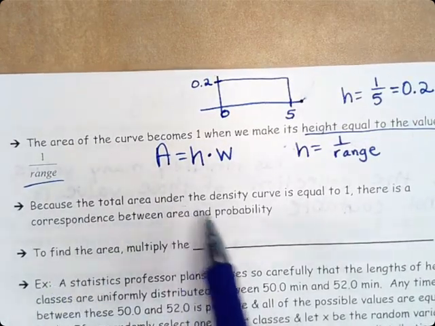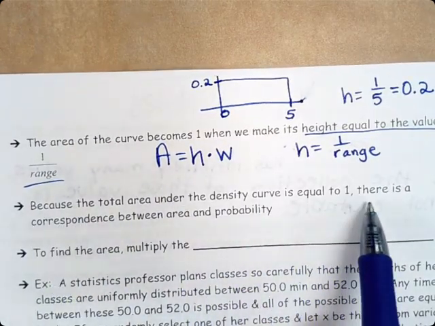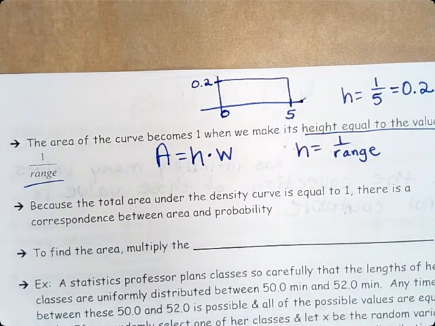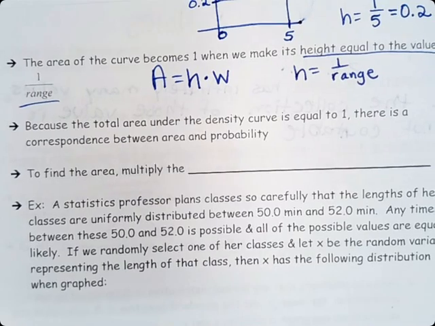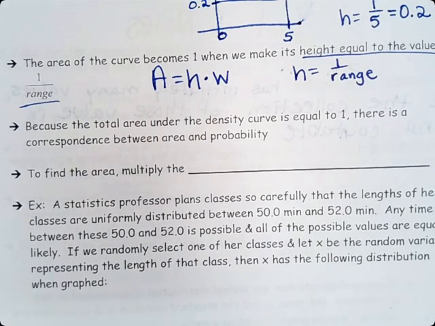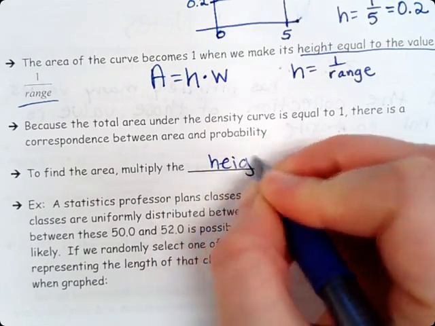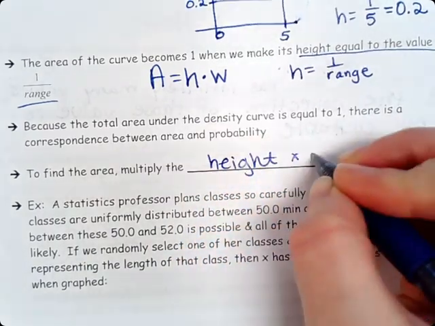Because the total area under the density curve is equal to 1, there's a correspondence between area and probability. We use those interchangeably. In pre-cal, or maybe more like in calculus, you'll find the area under the curve. To find the area, you multiply the height times the width.